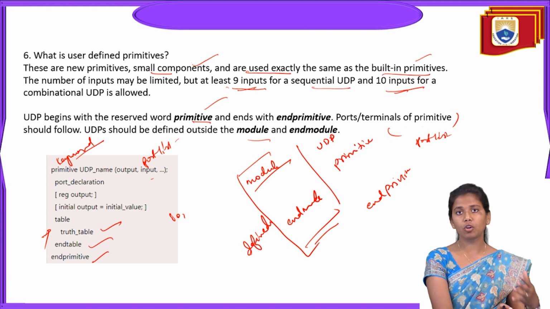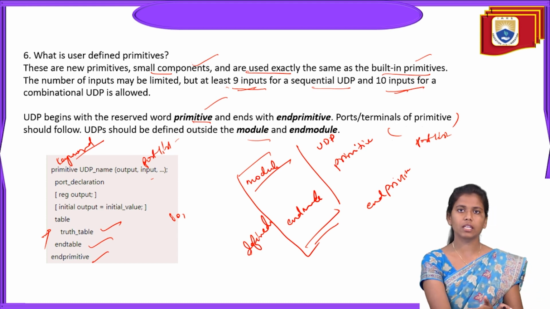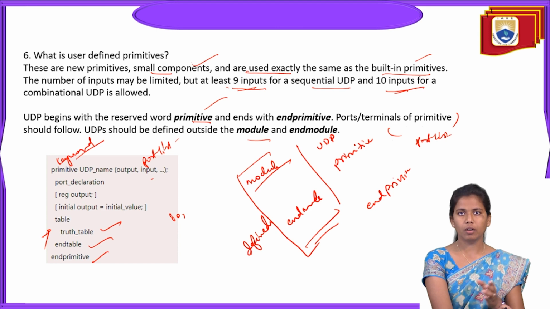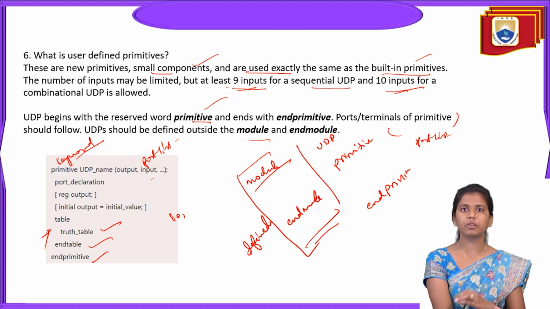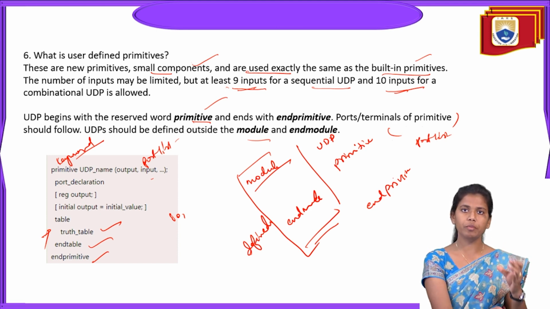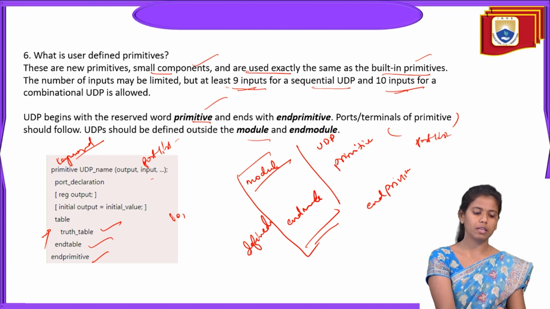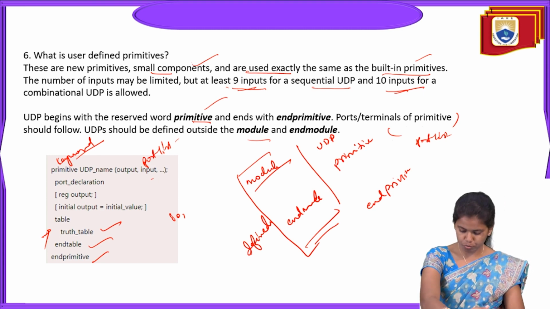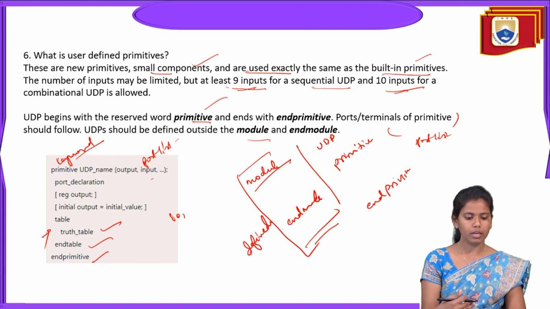Your code will vary when you're considering sequential UDPs or combinational UDPs. But remember that all these things can be written outside of the module and endmodule. They are not supposed to be written in between the module and endmodule.